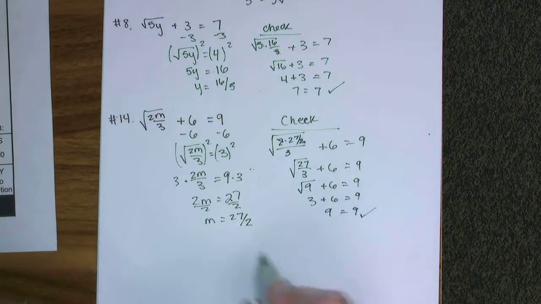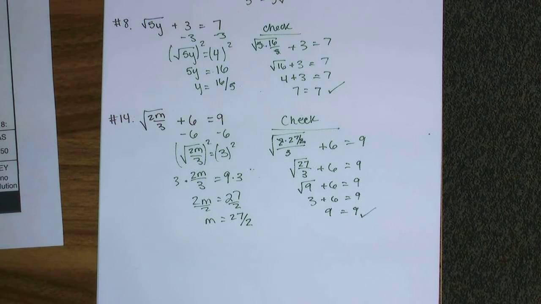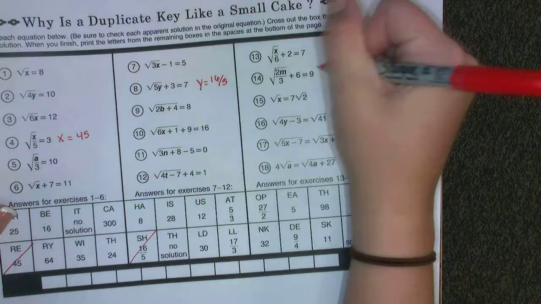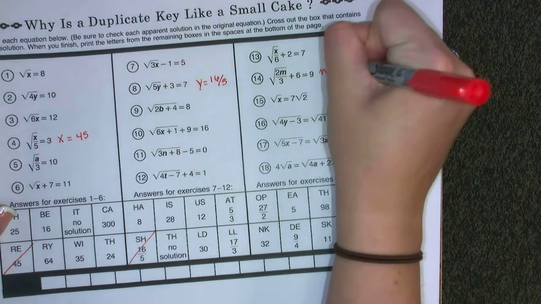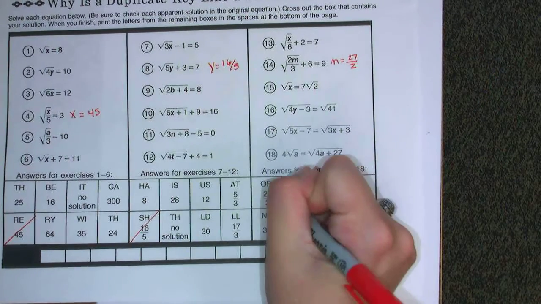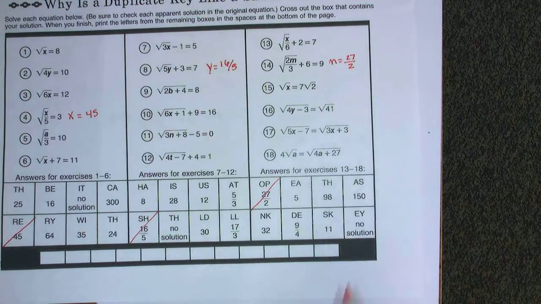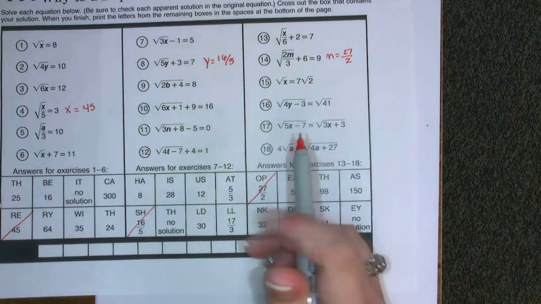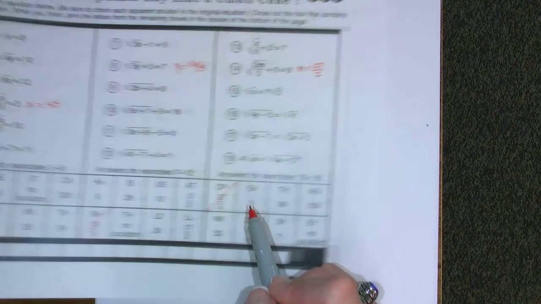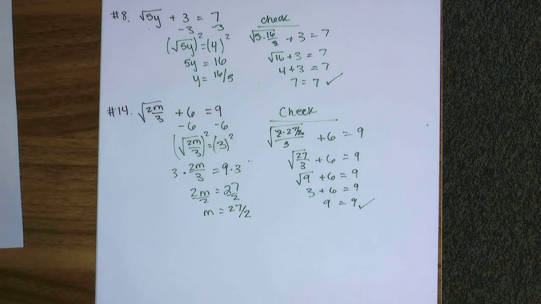So it's good. So come over to number 14, and I'm going to write m is equal to 27 over 2. So that's right here. Cross it out. And lastly, I'm going to do 18 just as a refresher of what to do here, because of this 4 being out front. Make sure we remember how to do that.